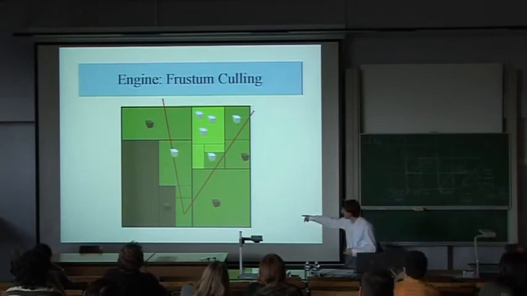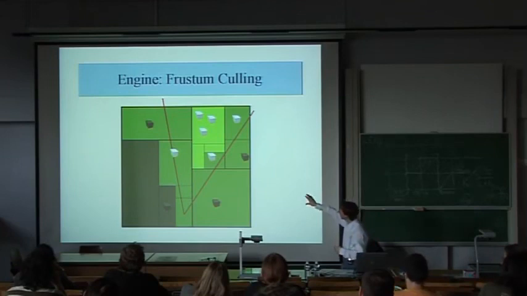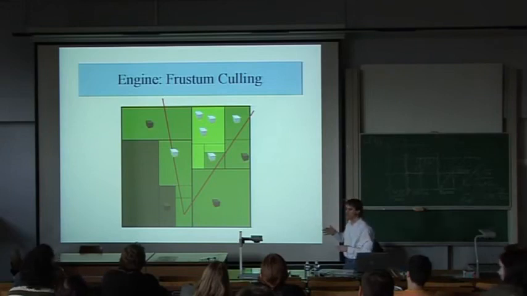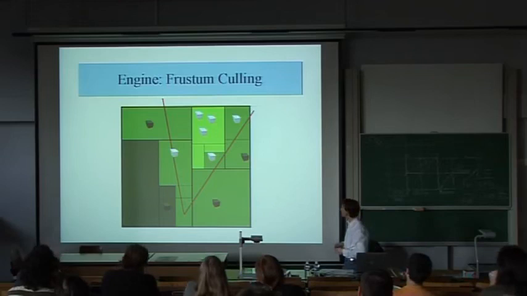You have the camera at the bottom, and that's the area that it can see. So everything left and right of the red lines is not visible. You can see the rectangles or the nodes of the KD tree. This is, of course, the two-dimensional version, but it works similarly in 3D. The dark green areas are completely out of the frustum, so it doesn't have to render them, and it also doesn't have to check if the objects in those nodes are visible, because it already knows that the container is invisible.